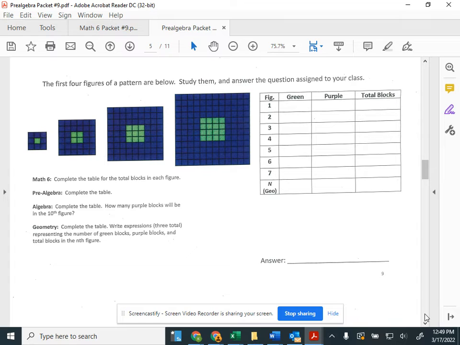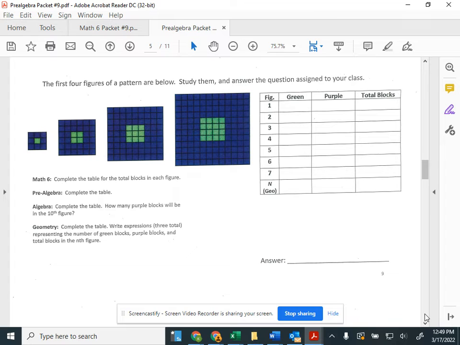Now, this is one of my favorite of the figure pages that Mr. Schultz gives us because we use lots of my favorite numbers. What are my favorite numbers? Squares. Oh, the perfect squares. They are so fun to work with.